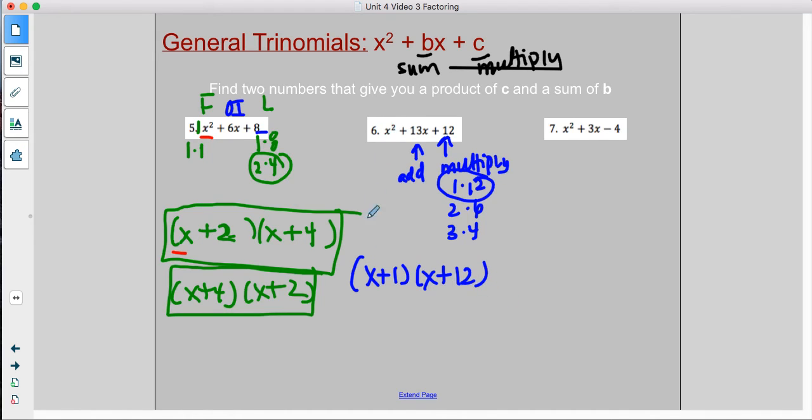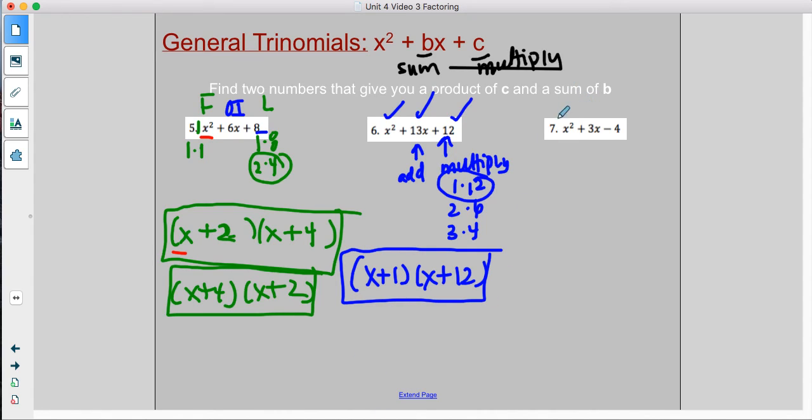And I could check. My first two, x times x, x squared. My last two, 1 times 12 gives you 12. So I've got both of those. Then I would check here. This would give me, when I multiply, 1x. And this would give me 12x. 1x and 12x, 13x. So it all works out. Okay. There is example 6.